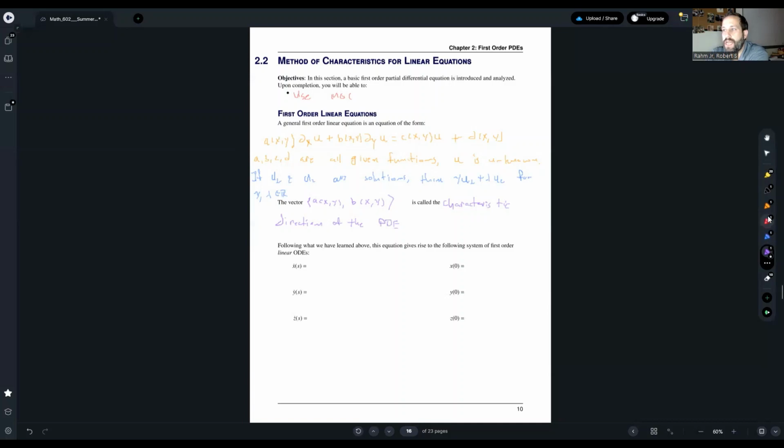Just like in the previous examples, we're going to get a system of differential equations. x dot of s is always going to be the thing that's multiplying the partial derivative of u with respect to x. So this is a of x y, and we'll pick some initial condition x naught. y dot of s is going to be b of x y, and we'll pick some condition y naught. This is chosen to be on the Cauchy curve. There's no Cauchy data given here yet, but if there is, this is chosen to be on the Cauchy curve.